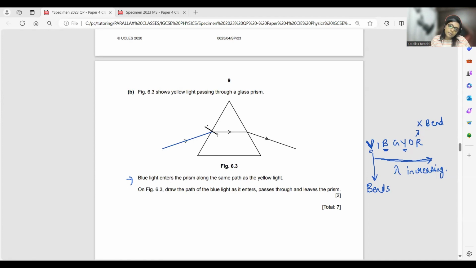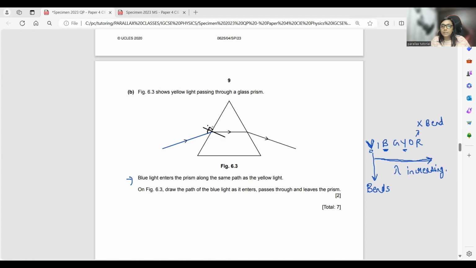This looks like the normal, I hope. Yeah, it's a 90-degree, right? Okay. Now what happens to the refracted ray? Remember, whenever light travels from a rarer medium to a denser medium, it bends towards the normal, right? So this is our normal. Normal means perpendicular to the surface, okay? So it has to be 90 degrees over here.